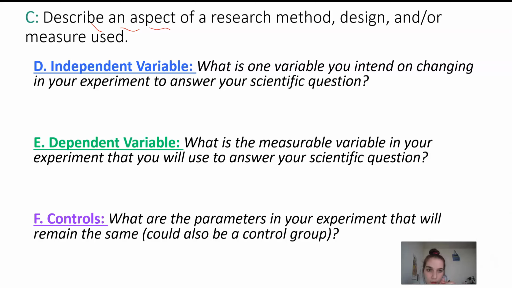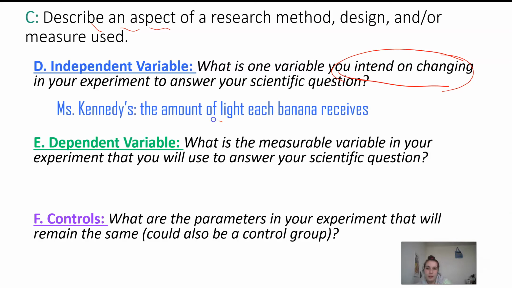So an independent variable is one variable that you intend on changing. So it's something that you're doing in the experiment to help you answer your question. So think about the one thing that I'm changing with these bananas to help me answer that initial question that I had. So think about it in your head, and then hopefully your answer is that my independent variable is the amount of light each banana receives, because I wanted to see if light makes them ripen faster.